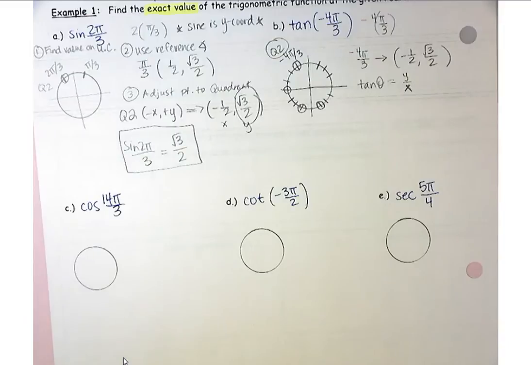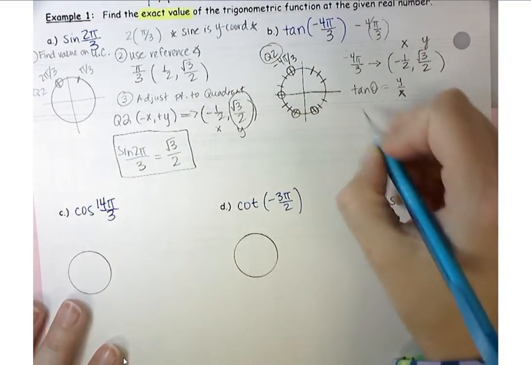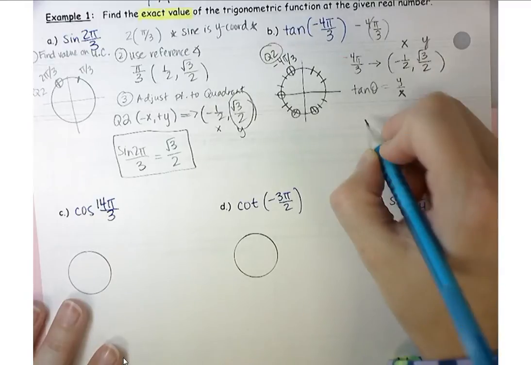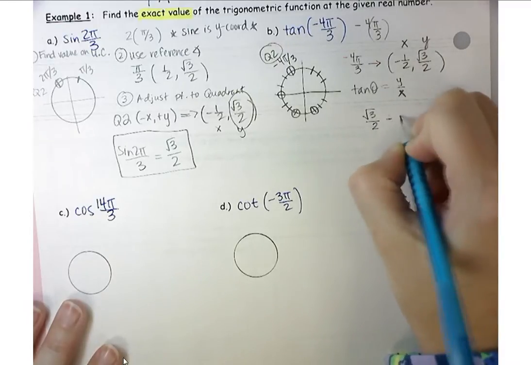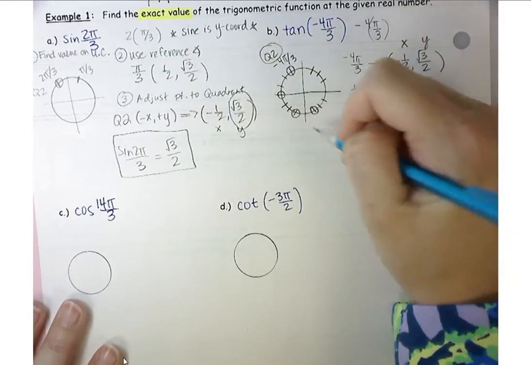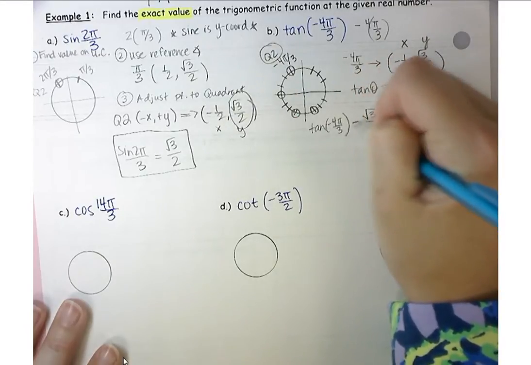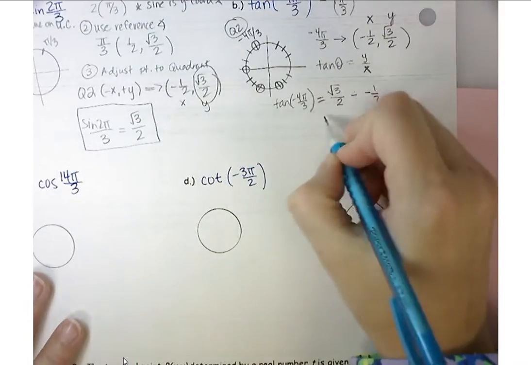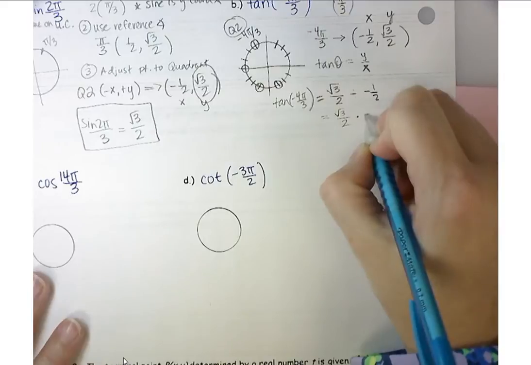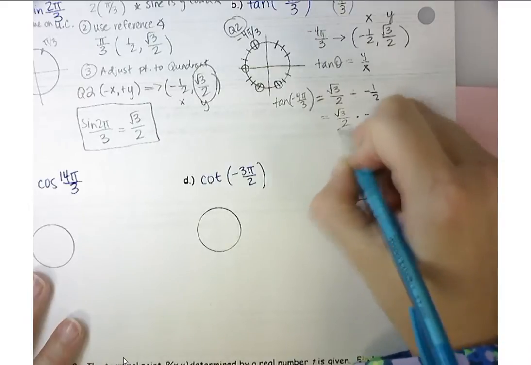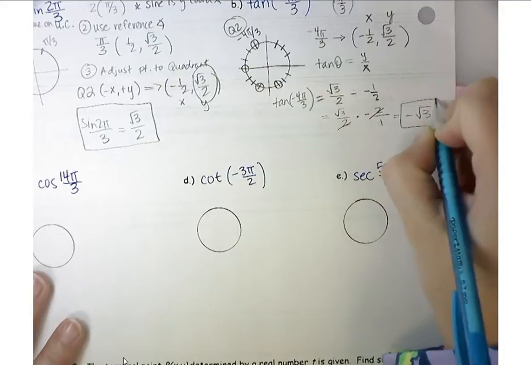Okay, so here's your x, and then here's your y. So your tangent is going to be root 3 over 2 divided by -1/2. Then we'll skip, flip, multiply. The 2's will cancel, and you will be left with -√3.